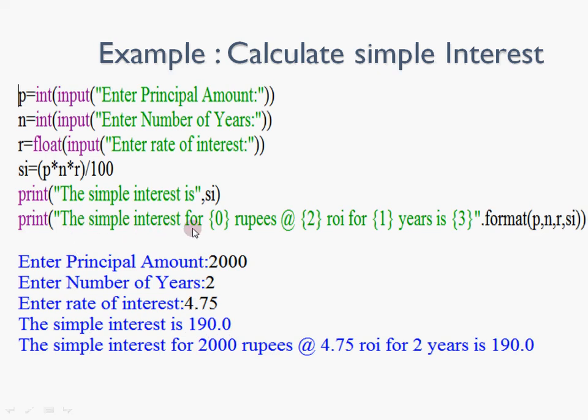This print statement gives this result: the simple interest for 2000 rupees at the rate of interest, that is 4.75 ROI, for N, that is 2 years, is the calculated value 190.0. So this is how we get input from the users, evaluate some expressions, that is process the input. Next we generate some output. This is followed for many of the simple calculations like this.